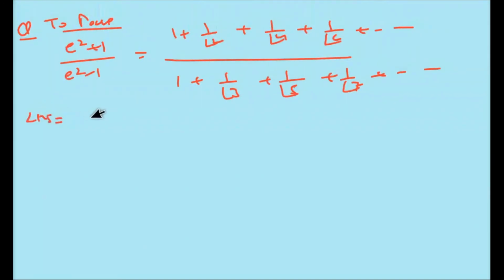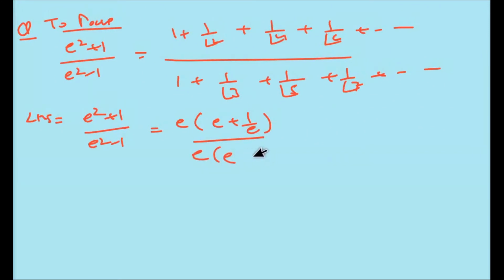So let's start with LHS e square plus 1 upon e square minus 1. We can write it taking e as a common, e plus 1 upon e upon, taking e common, e minus 1 upon e. This is cancelled, so what we get? e plus 1 upon e upon e minus 1 upon e. Okay student, then we will write these two expansions, then we can get the answer. So what is the value of e?